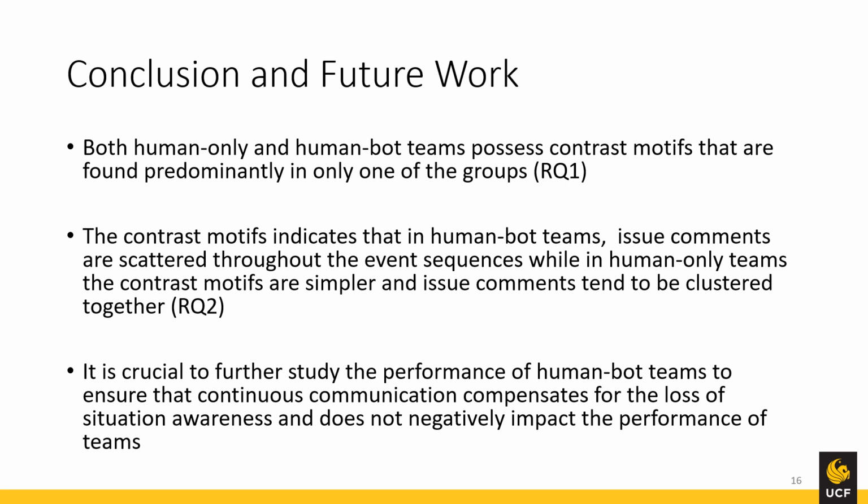And the contrast motifs indicate that in human bot teams, issue comments are scattered throughout the event sequences, while in human-only teams, the contrast motifs are simpler and issue comments tend to be clustered together. It is crucial to further study the performance of human bot teams to ensure that continuous communication compensates for the loss of situation awareness and does not negatively impact the performance of the teams.